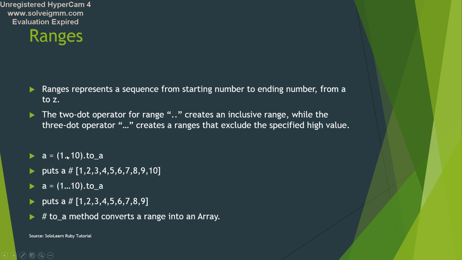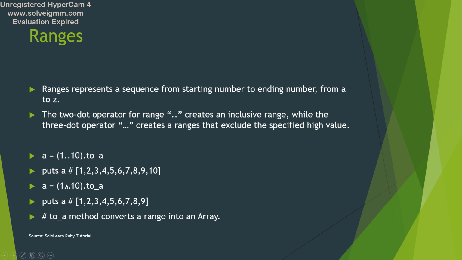Just an example below. A is equal to range of 1 to 10, to array. It means to_a, because we have to convert the range into an array. So puts A will print out the list, the range: 1, 2, 3, 4, 5, 6, 7, 8, 9, 10.